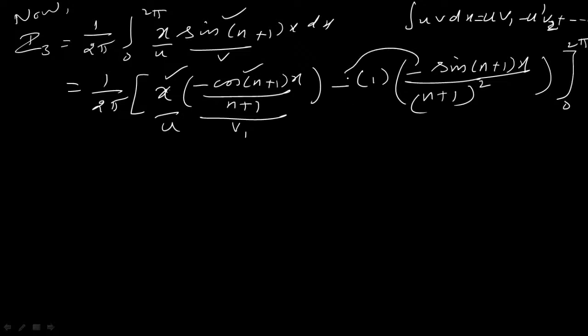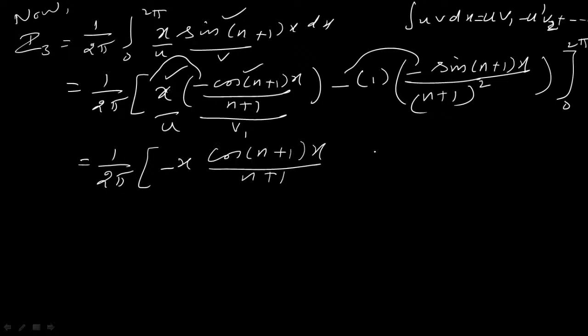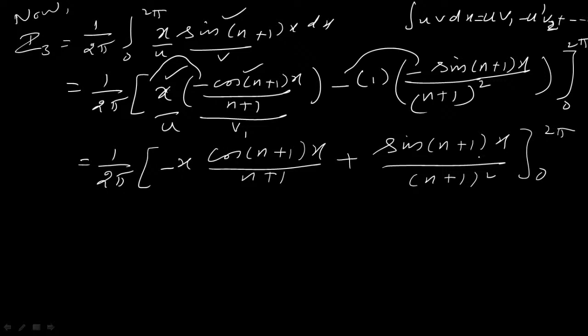Next we make these two as positive, that is minus and minus become positive, take this minus to the front. So in the next step, 1 by 2 pi of minus x cos n plus 1x divided by n plus 1 plus sine n plus 1x divided by n plus 1 the whole square with the limit from 0 to 2 pi. Let me now substitute the limits, that is 1 by 2 pi, put a parenthesis, inside that you have a sub parenthesis.